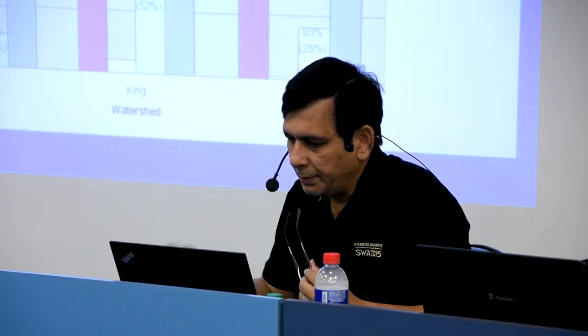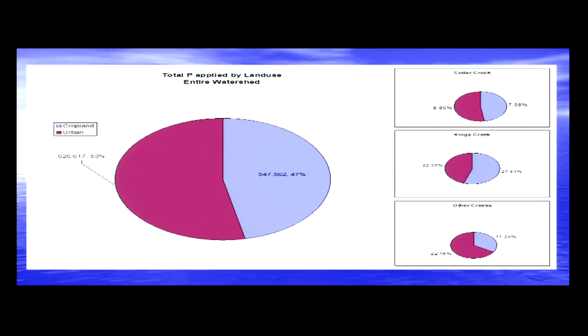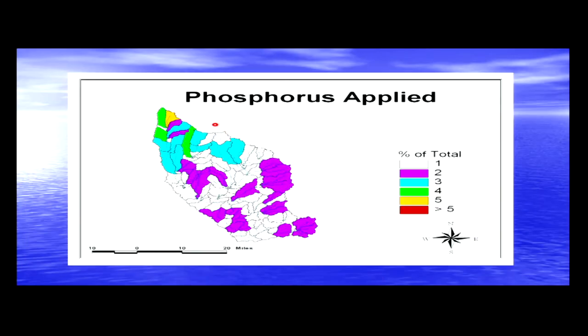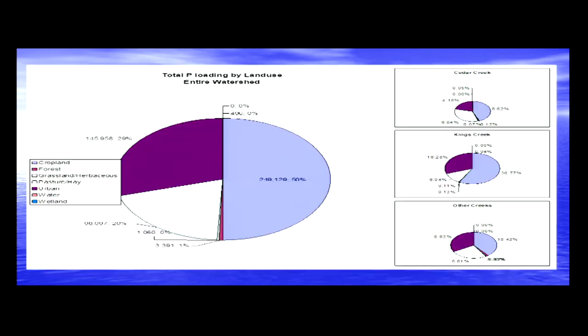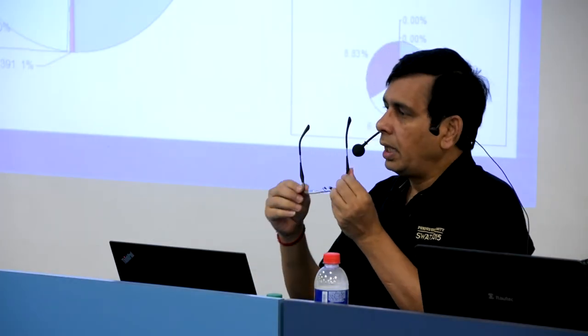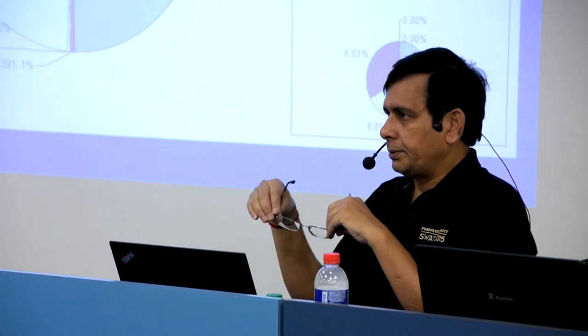In the interest of time, I'm going to skip one or two slides here. Again, this shows you where the phosphorus was applied. Okay? And here it shows you the cropland produces almost 50% of your phosphorus load, and urban produces almost 30% of your phosphorus load. So again, the most dominant sources for phosphorus are also agriculture and urban landscapes.